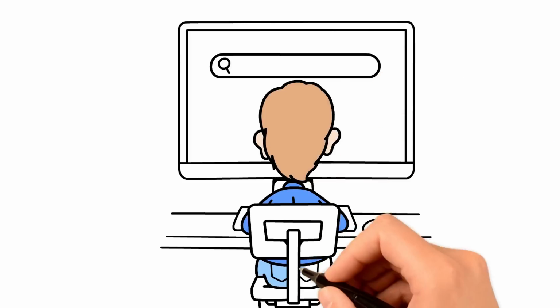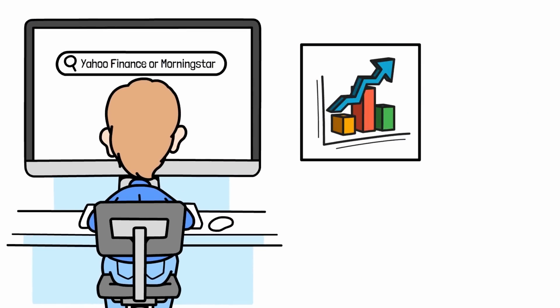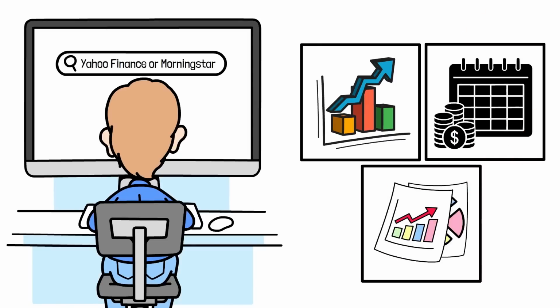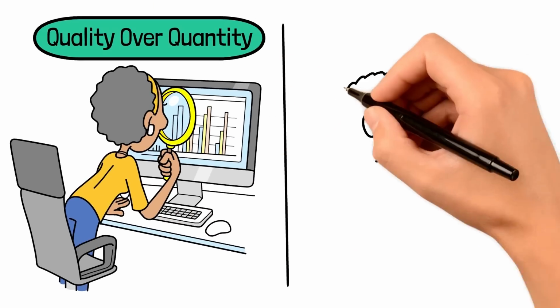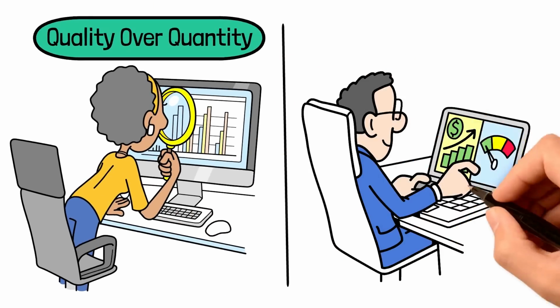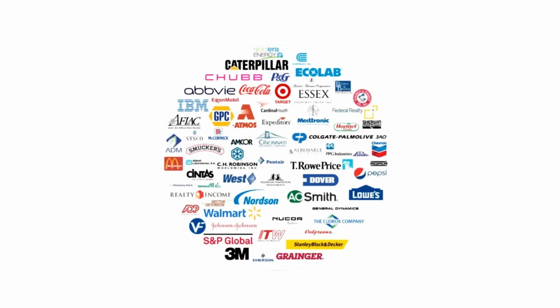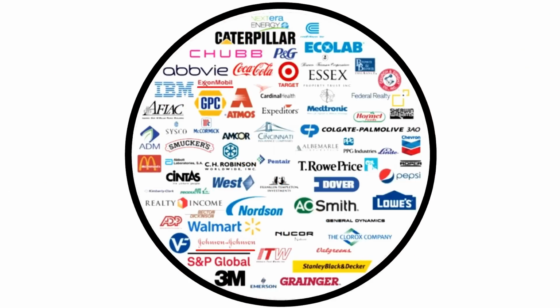You can research stocks using free tools like Yahoo Finance or Morningstar, which provide dividend yields, payout histories, and financial health metrics. When selecting stocks, focus on quality over quantity. Look for companies with a strong track record of paying and increasing dividends, often called Dividend Aristocrats. These are firms that have raised dividends for at least 25 consecutive years, like Johnson & Johnson or ExxonMobil.